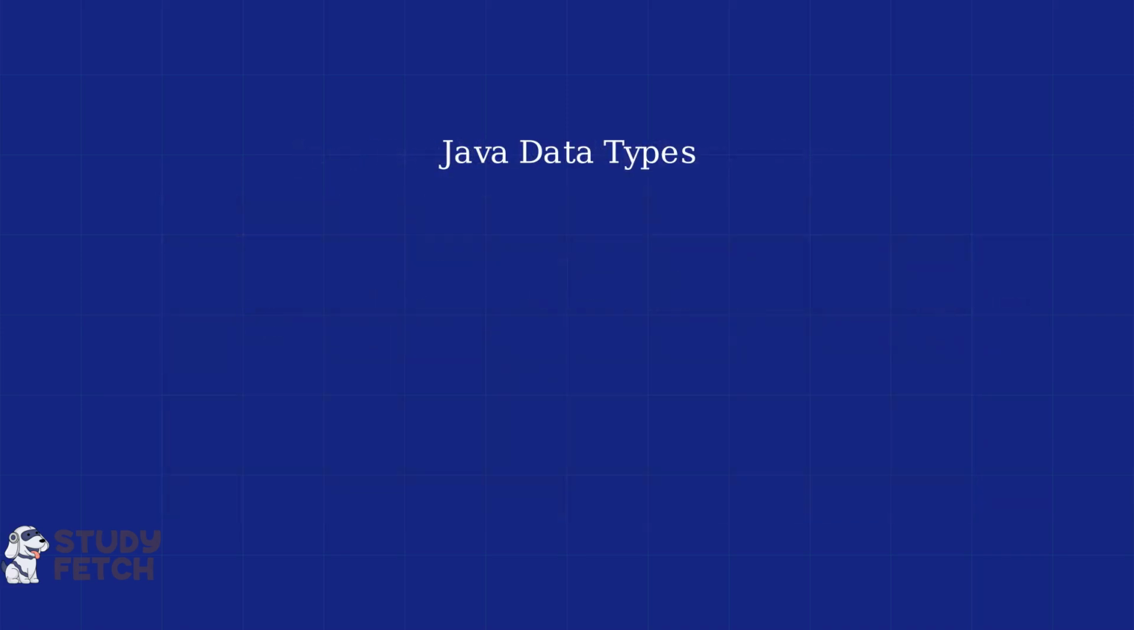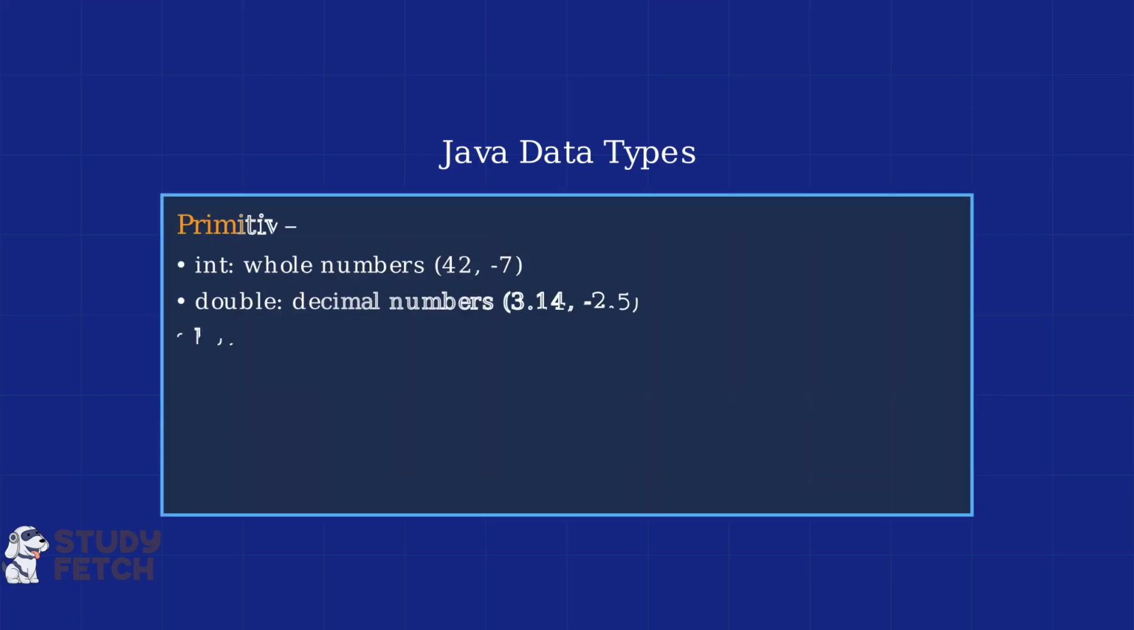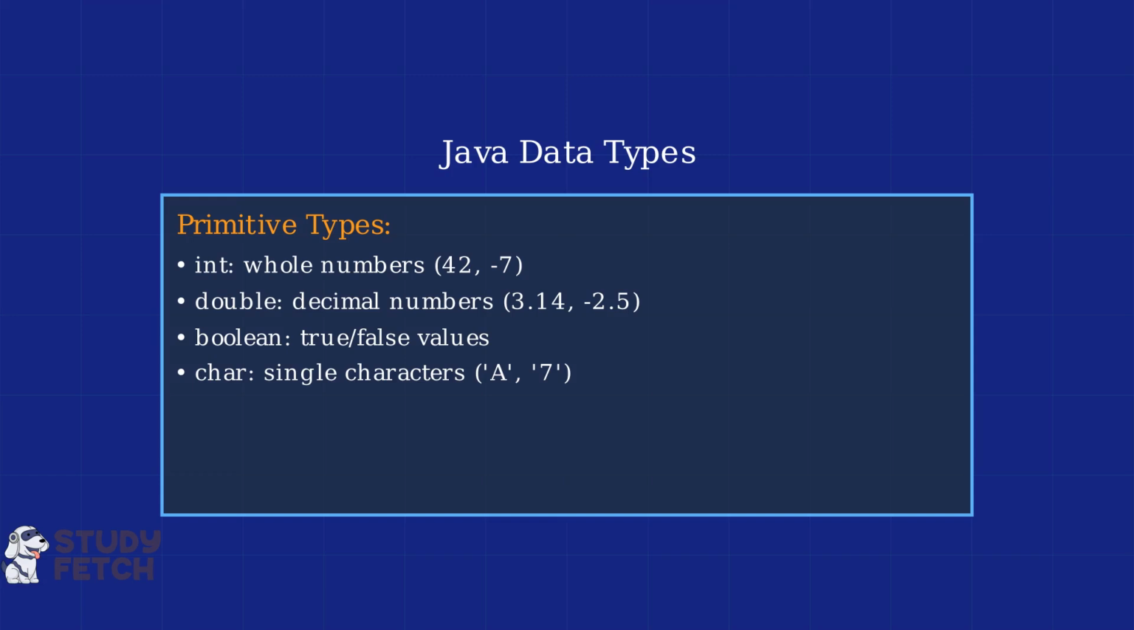Now let's discuss data types in Java. Java has several primitive and reference data types, each with a specific purpose. Java has two categories of data types: primitive types and reference types. Primitive types include int for integers, double for decimal numbers, boolean for true-false values, and char for single characters.